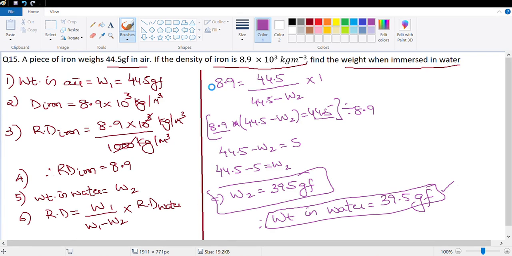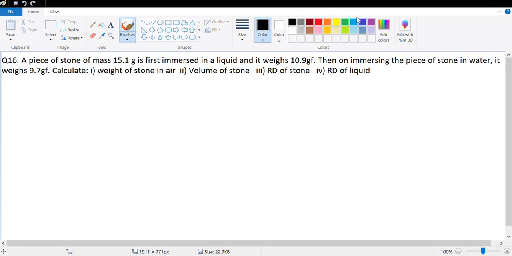Let's look at the last question of this exercise. The last question is question number 16. So question number 16 says a piece of stone of mass 15.1 gram. So mass is equal to 15.1 gram is immersed in a liquid and it weighs 10.9 gram force. So let's calculate the weight in air. Weight in air would be equal to 15.1 gram force. This is, let this be W1. So weight of stone in air already done. That's the first part of the question.